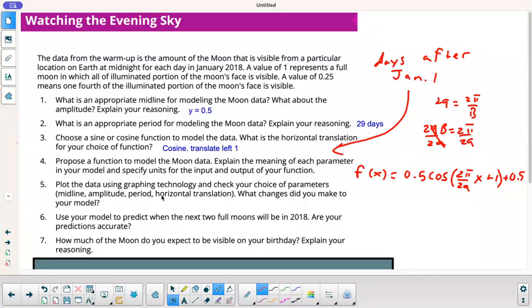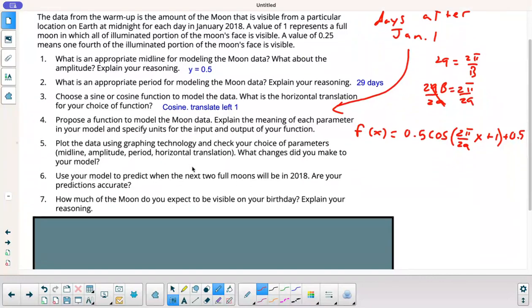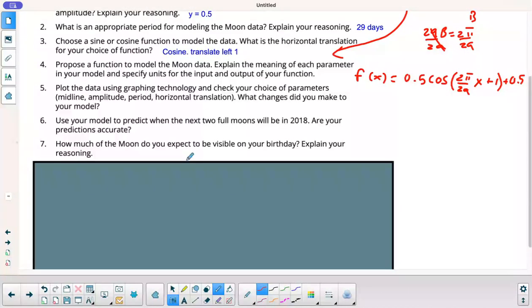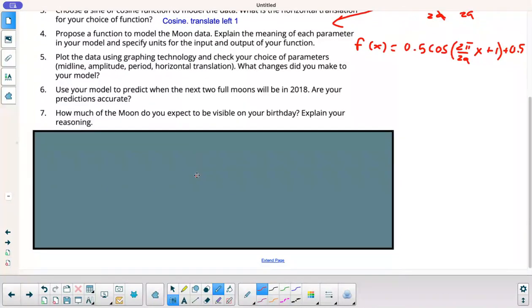All right, plot the data using graphing technology and check the choice of your parameters: midline, amplitude, period, horizontal translation. All right, let's do that. I already graphed it here.